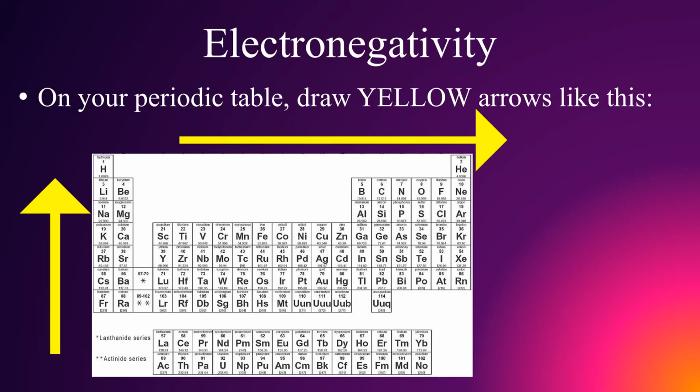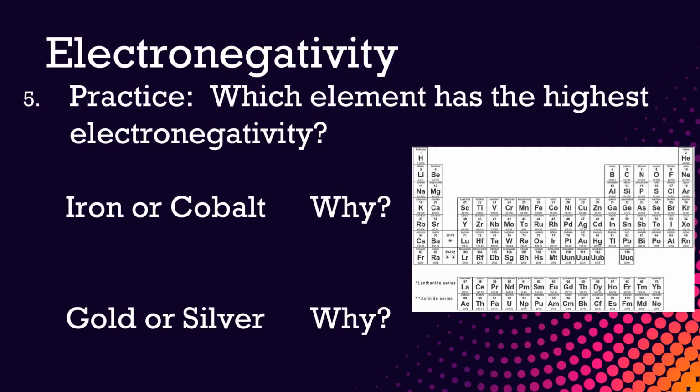On your own periodic table, draw your electronegativity trends in yellow like this. So increasing from left to right and increasing up a group or a family. So, your turn to practice. Which element has the highest electronegativity? Iron or cobalt? Why do you think that? Gold or silver? Why?